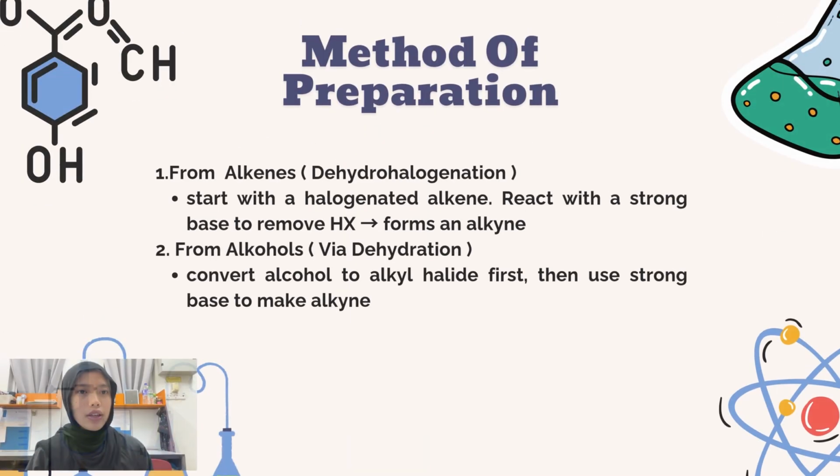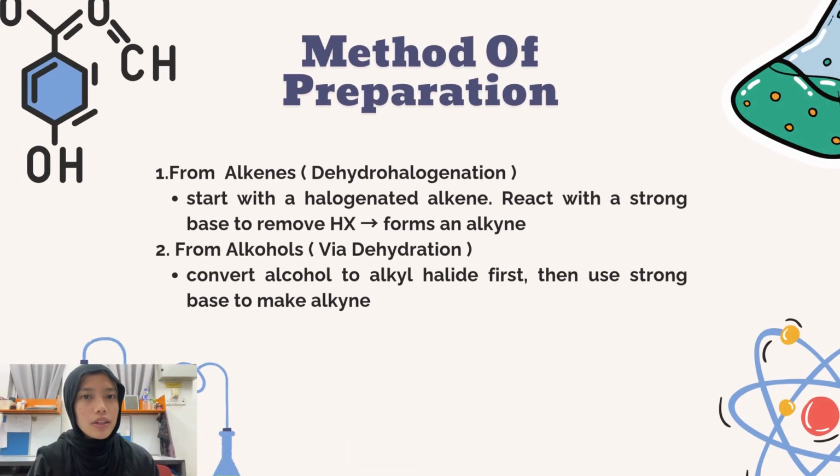I will give 2 examples for the methods of preparation for alkynes. One, from alkenes, start with halogenated alkene, and next is from alcohols. So we should convert alcohol to alkyl halide first, then use strong base to make alkyne.